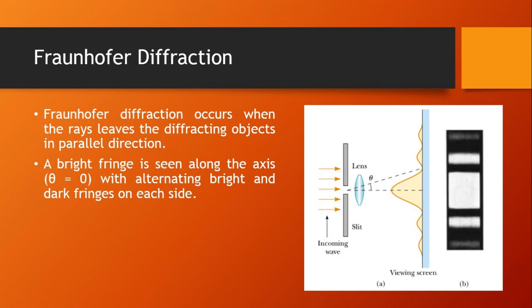This can be achieved experimentally either by placing the screen far from the opening used to create the diffraction, or by using a converging lens to focus the rays once they pass through the opening. A bright fringe is observed along the axis at zero angle, with alternating dark and bright fringes occurring on either side of the central bright one. The figure is a photograph of a single slit Fraunhofer diffraction pattern.